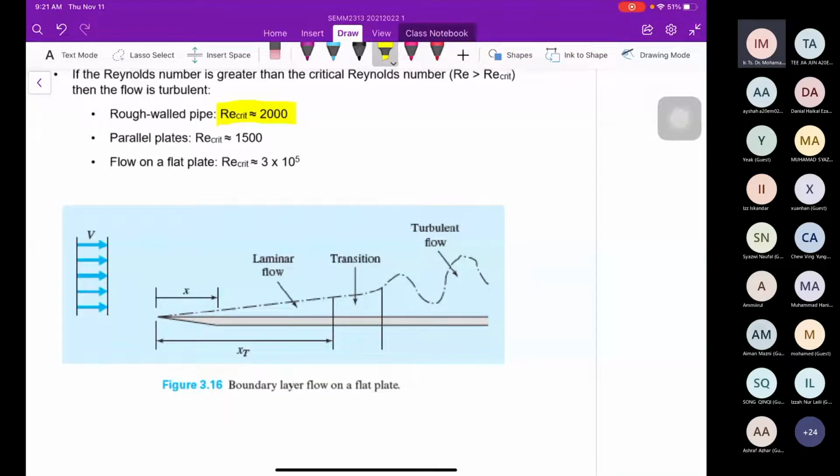So you can look at this flow on the flat plate. You can see clearly from the starting point to here, the Reynolds number is less than the critical value. Sorry, the 2000 applies for the first case. For the flat plate, it is 3 times 10 to the power of 5. And from here onward, the Reynolds number is more than 3 times 10 to the power of 5.